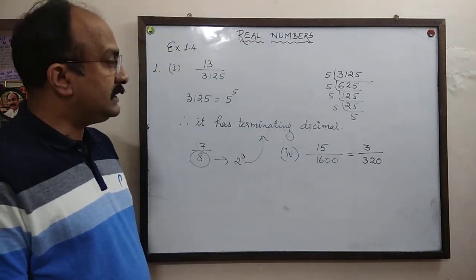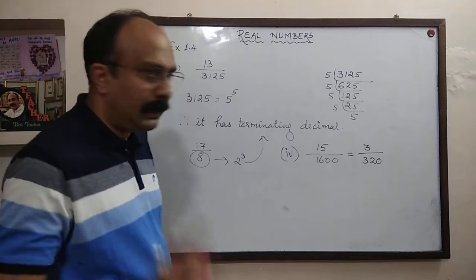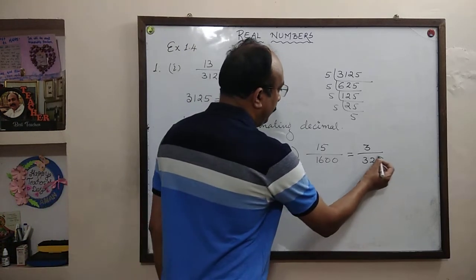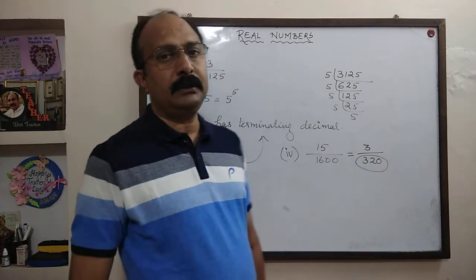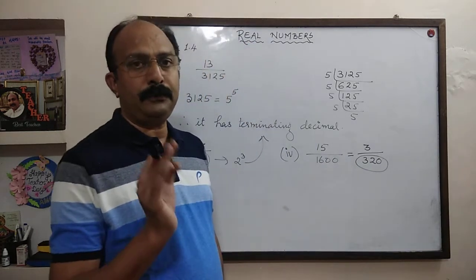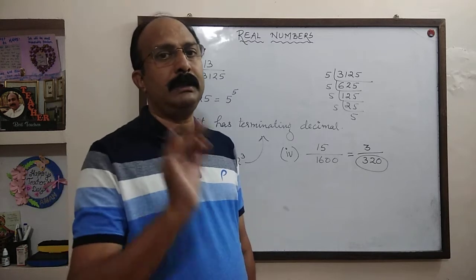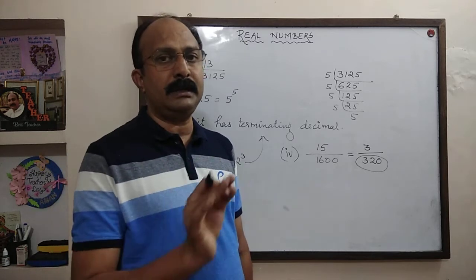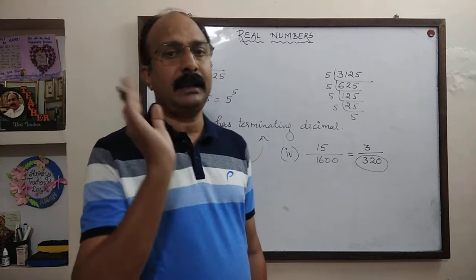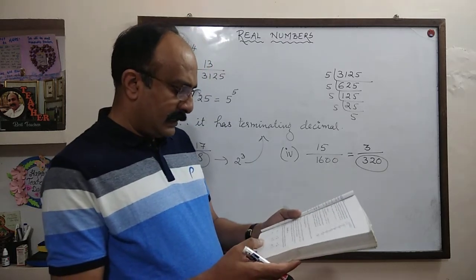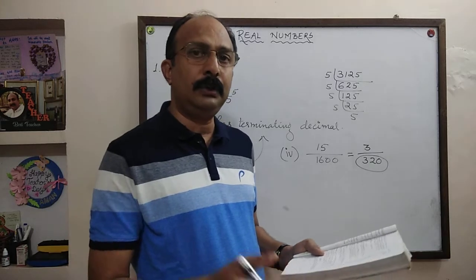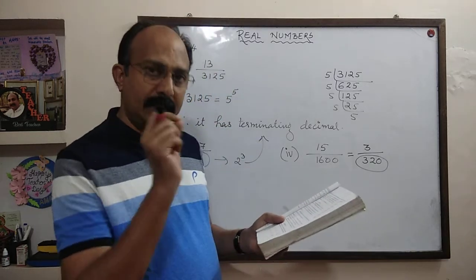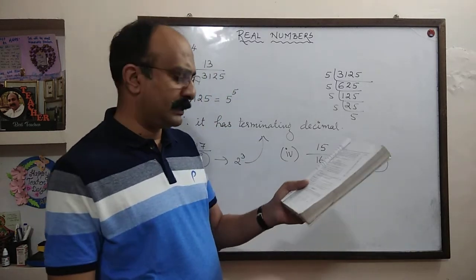Okay, it is 3 upon 320. Now you have to find the prime factors of 320. If the prime factors of 320 are in the form of 2's or 5's or both, the answer is terminating, otherwise non-terminating recurring. Similarly, there are questions where you have to change it into coprime form first, then find the prime factorization.